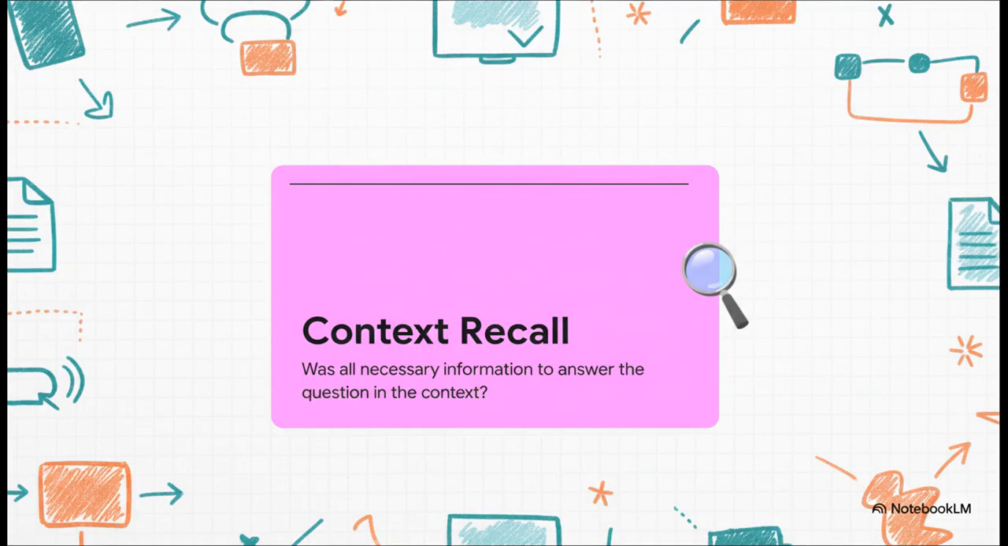And its partner is context recall. This is the flip side. It asks, did the retriever successfully find all the little puzzle pieces the generator needed to create a complete answer? If a crucial fact was missed during retrieval, the generator was basically set up to fail. It never had a chance, and your context recall score will show you that.